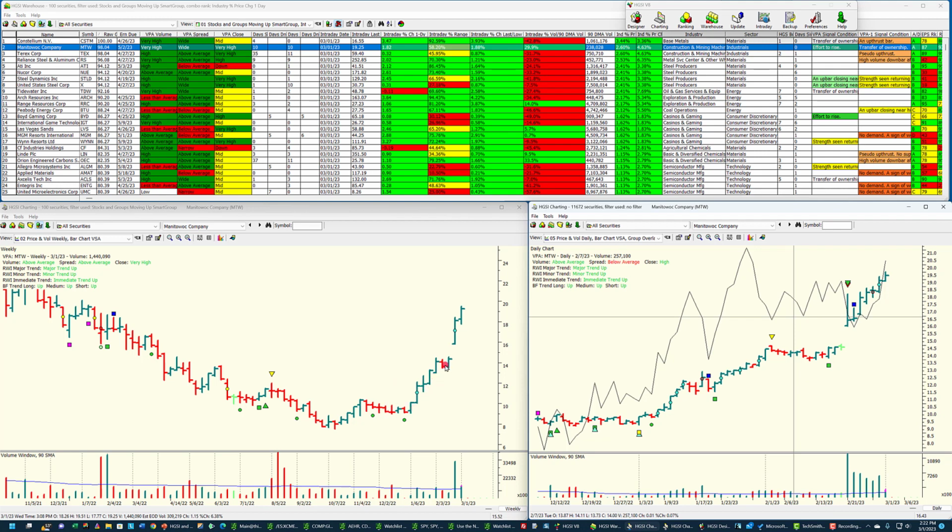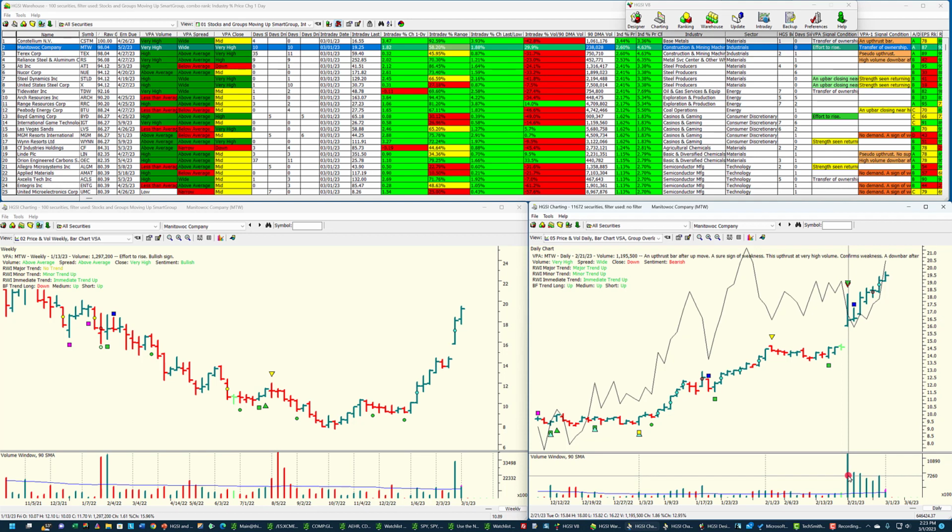Now, here's the weekly chart. You can see that it's been on the move for quite some time. When I click on this dot, it tells me no supply. Clear back here on this one, then there was an effort to rise, and it's kept going. This had to be earnings news right here. Now, this huge volume spike here generated a negative signal, an upthrust bar after an up move.